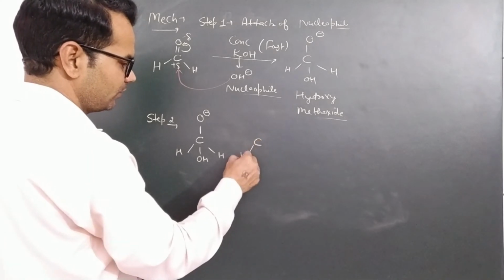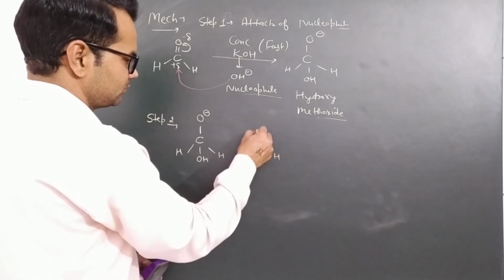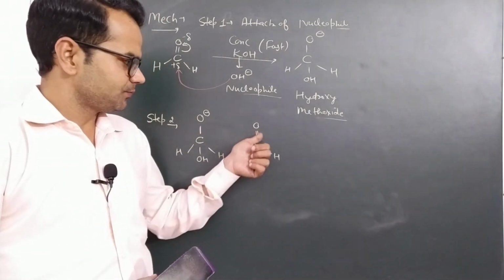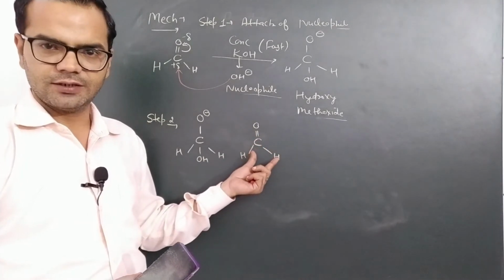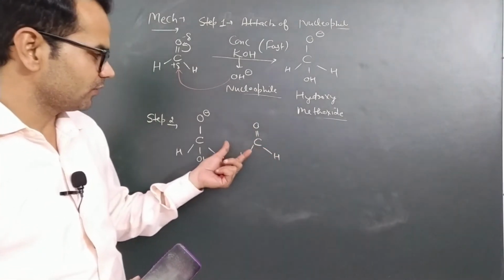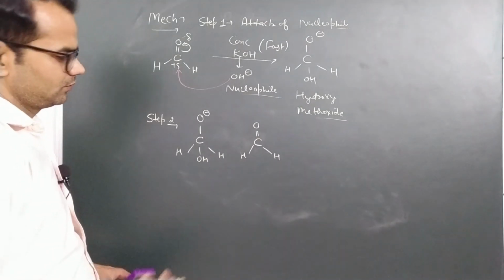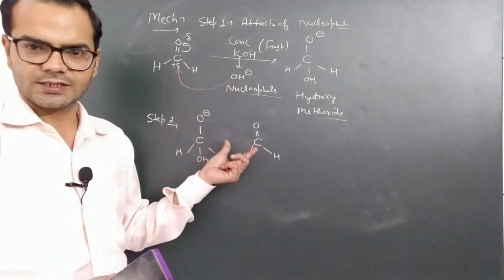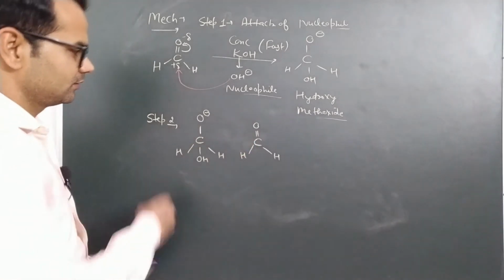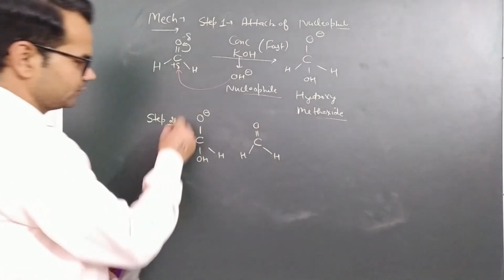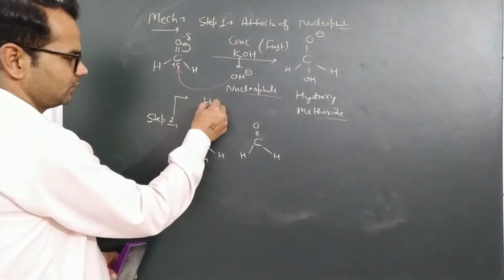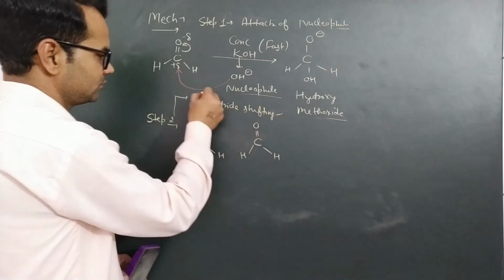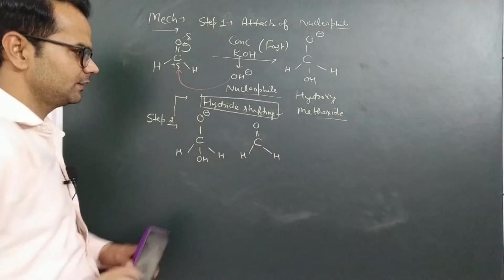Now the second unit of formaldehyde, HCH double bond O. This is our second unit of formaldehyde. In step number 2, if we shift this oxygen's electrons to this carbon, then an unstable product will be formed. So what will happen in step number 2? There is a formation of a hydride ion, and the hydride ion shifts. So step number 2 is hydride shifting.